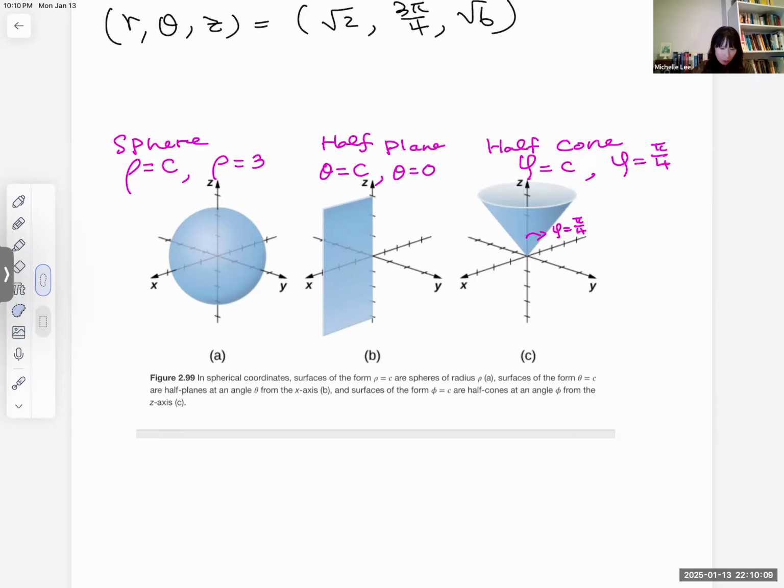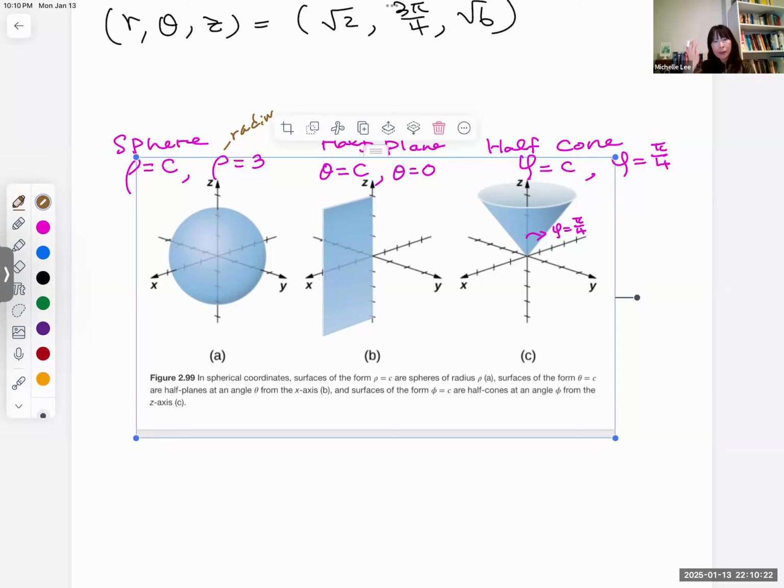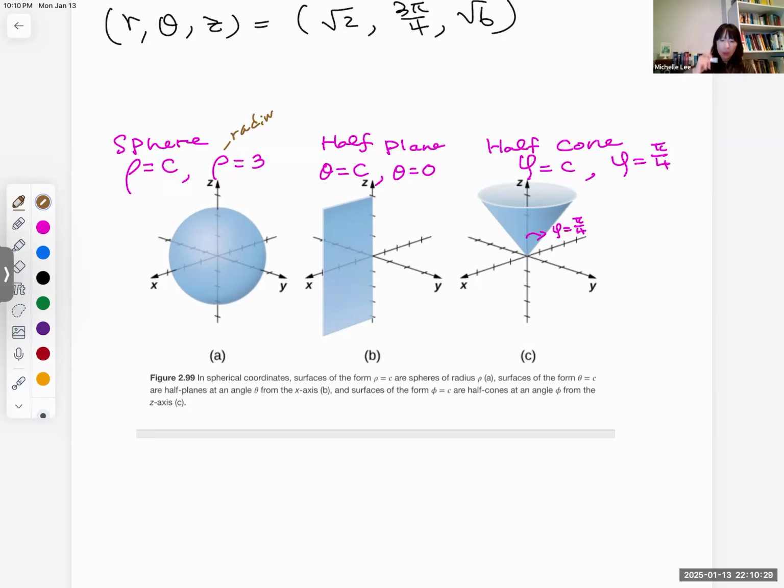So let's take a look at this one. In that case, rho equal to 3 means this is the radius. But then we had earlier, rho means we measure the distance from the origin to the point, right? So from here to here is 3, which is rho.